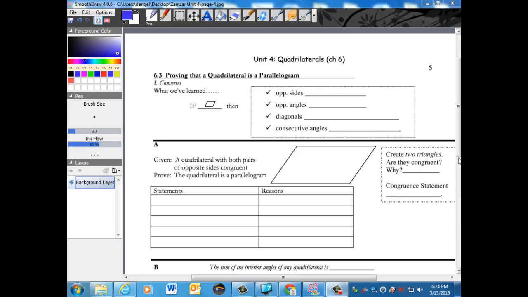Welcome back to geometry. We are at section 6.3, proving that a quadrilateral is a parallelogram. From before, we learned that opposite sides are parallel and congruent in a parallelogram. We also learned that opposite angles are congruent in a parallelogram. Diagonals will bisect each other in a parallelogram. And we also learned that consecutive angles are supplementary, which means they'll add up to 180 degrees.